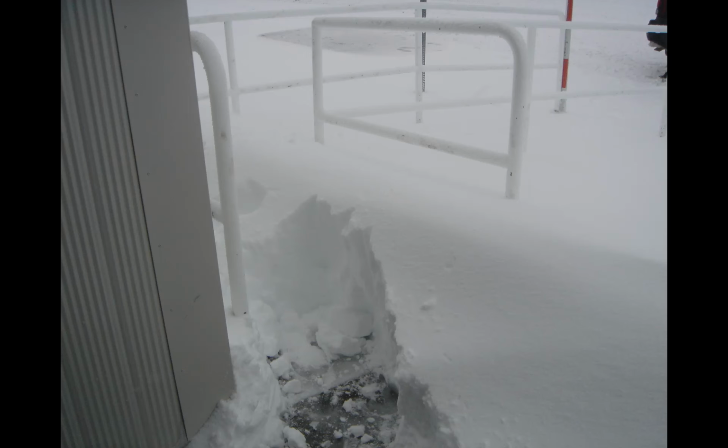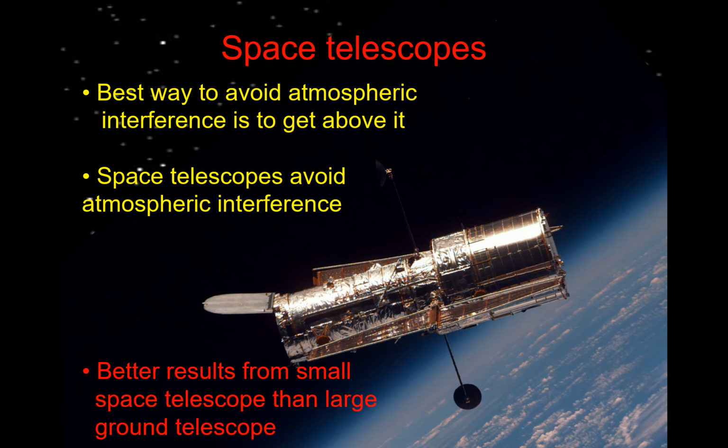Yes, I'm still bitter. And the only way to get around this is to really just put a telescope in space. And the Hubble Space Telescope has been the most successful space telescope ever launched. And this is in the optical wavelengths, the wavelengths that you can see with your eyes. But the great part about the Hubble Space Telescope is it's above the atmosphere. There's no interference from the snow or the rain or any weather whatsoever. So you can actually get much better results from a small space telescope than you can from these very, very large ground-based telescopes.